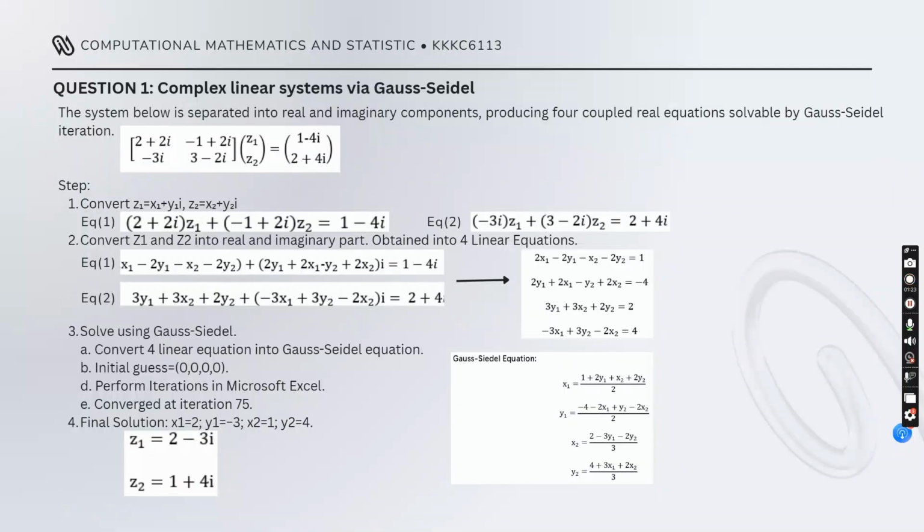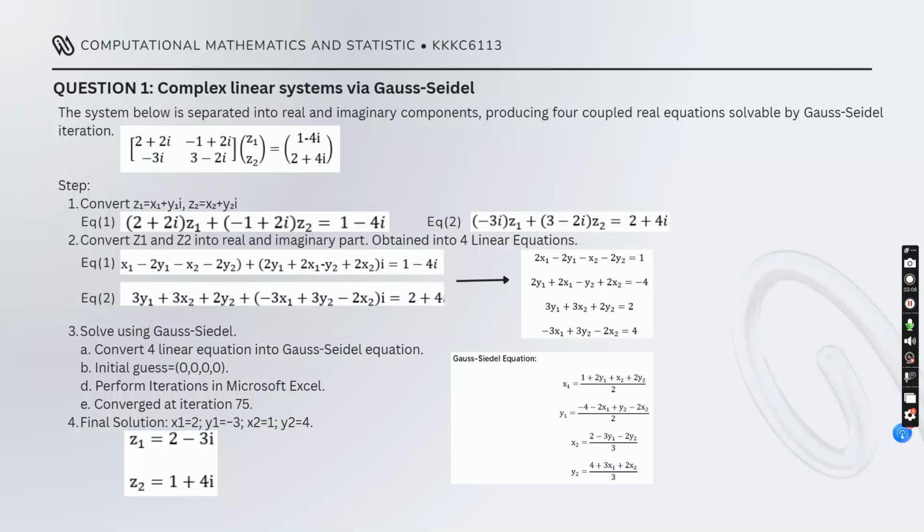For the first question, we are given a system of two simultaneous equations containing complex coefficients. To solve this problem, I first express each complex variable in terms of its real and imaginary components. Specifically, I wrote Z1 as X1 plus Y1i and Z2 as X2 plus Y2i. Next, I expand both equations and separate the real and imaginary parts. This converts the original complex system into four real linear equations involving the four unknowns x1, y1, x2, and y2.